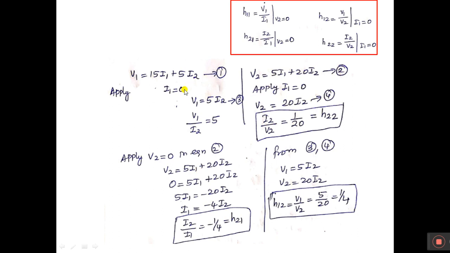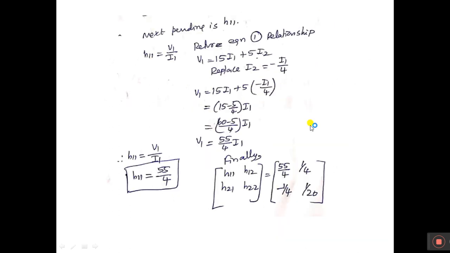Next, from the earlier case we have V1 equals 5 I2 and V2 equals 20 I2. Now we have the relation V1 by V2 equals H12. So you put that V1 here, V2 here, and divide. So 5 by 20 becomes 1 by 4. Now we found three parameters, H22, H12, H21. The pending one is H11.